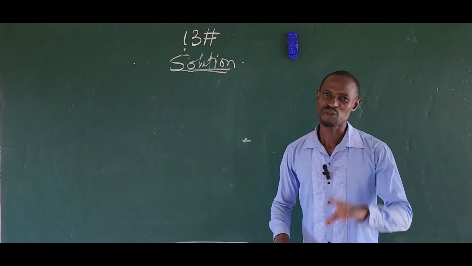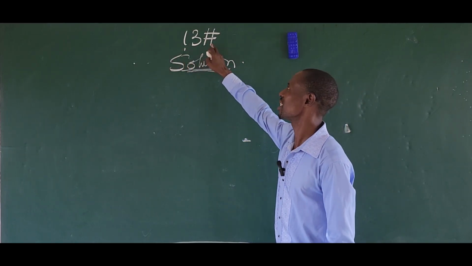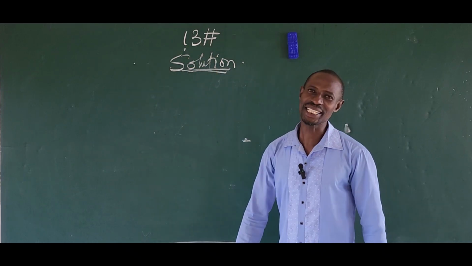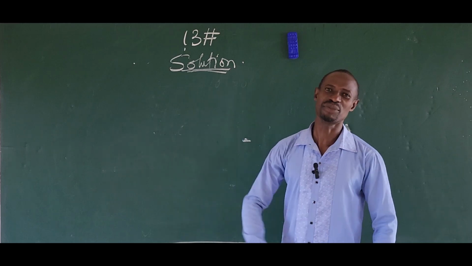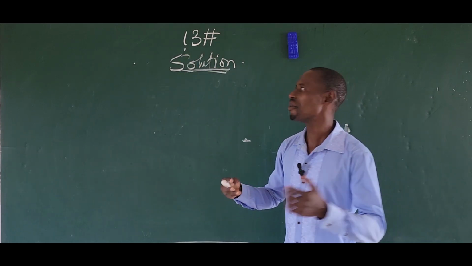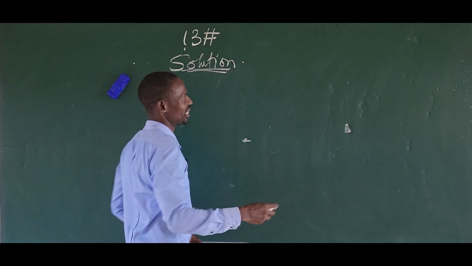All right, now how do we read this? This is what we call the subfactorial, and this is what we call the primorial. So the question here is telling us to evaluate the subfactorial of 3 primorial. Subfactorial 3 primorial.